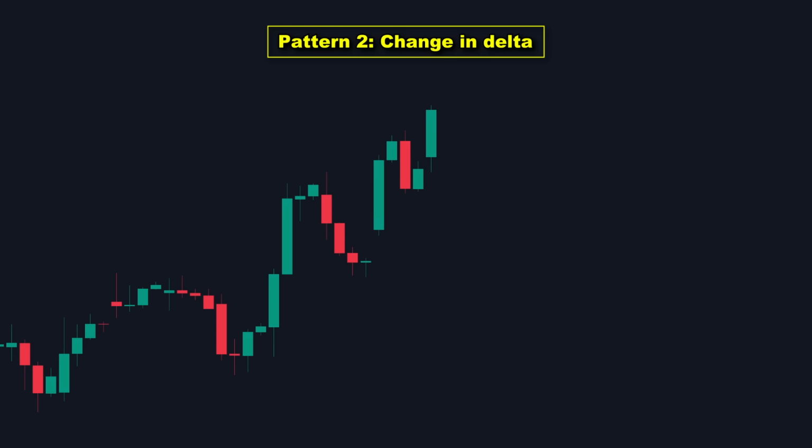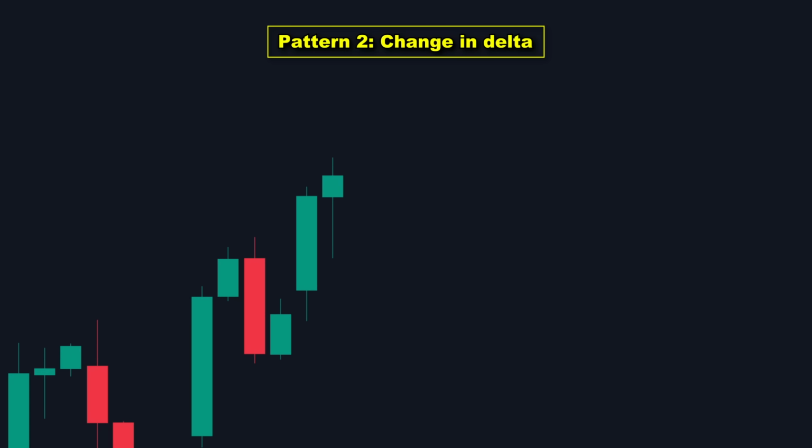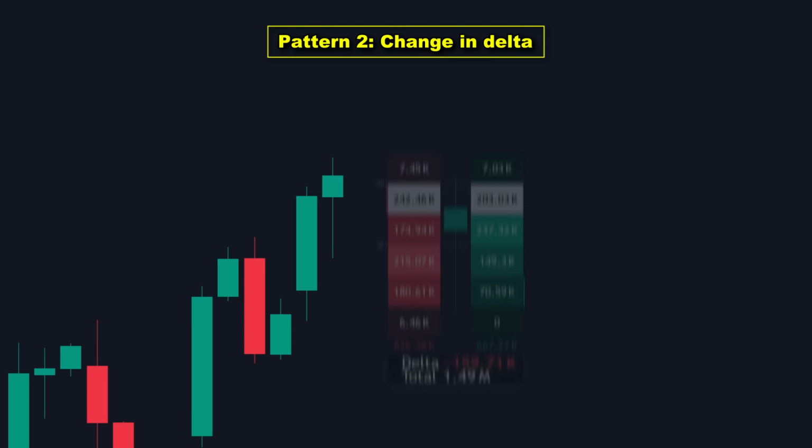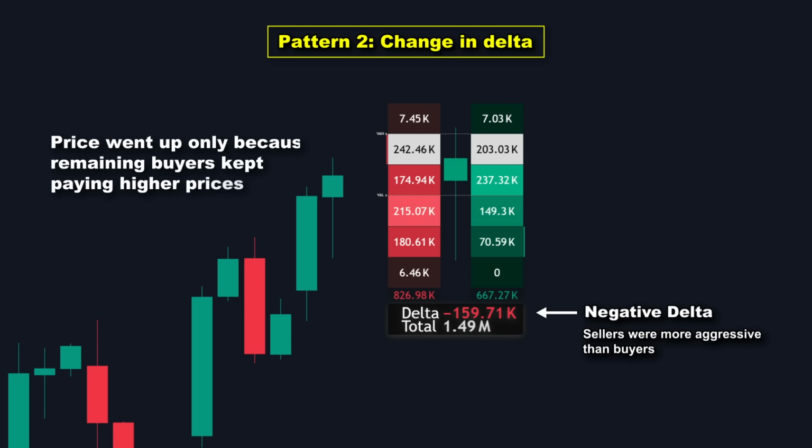Pattern 2. Change in delta. Imagine a clean uptrend. Positive candles, higher highs, everything looks healthy. And then one candle forms. Still closes green, still a higher close, but the delta is negative. Sellers were more aggressive than buyers on that candle. Price went up only because the remaining buyers paid increasingly higher prices to get their orders filled.